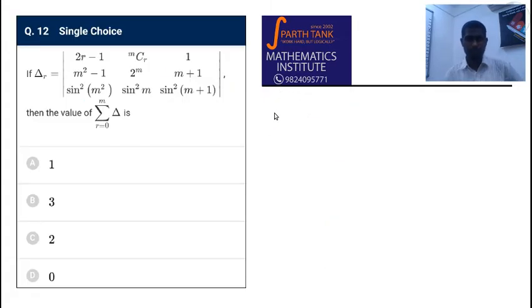Question number 12. If delta r is the determinant 2r minus 1, mCr, 1 and some functions of m, then the value of summation r is equal to 0 to m of delta r is. Basically, what are they asking us? The first determinant is going to be minus 1, mC0 which is 1, and 1. Second determinant is going to be 1, mC1, m and 1. Third determinant, and so many determinants. Find the summation of the values of all these determinants.